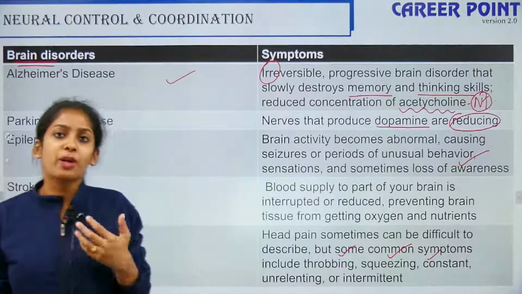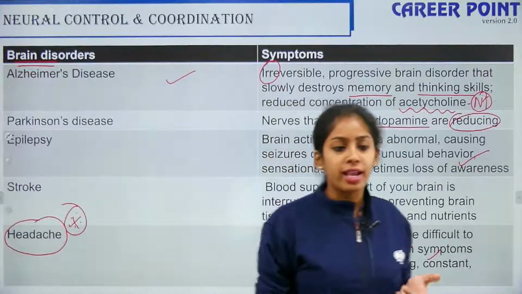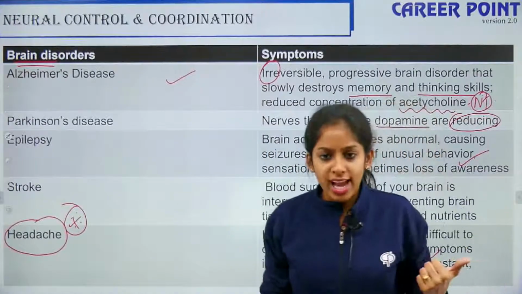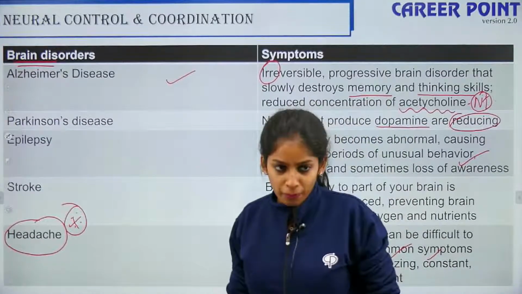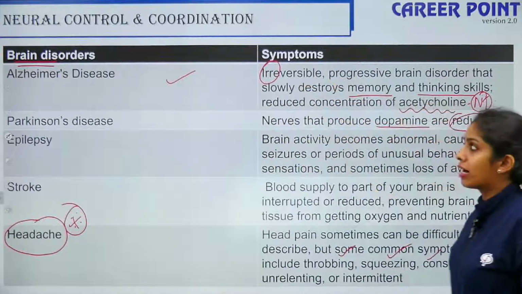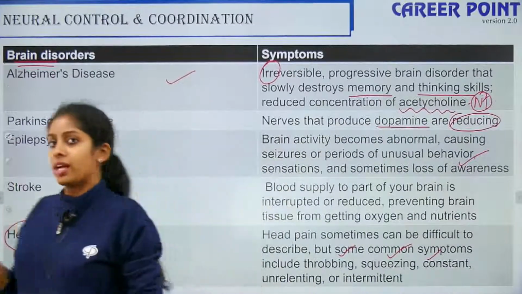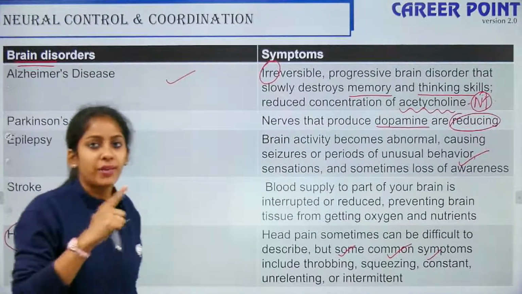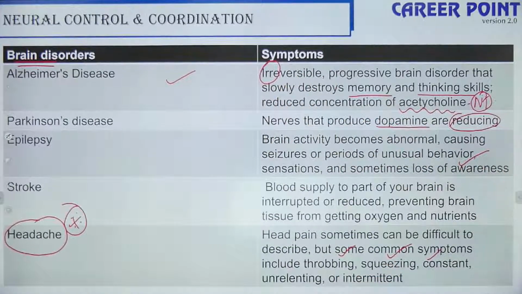Yes, so headache can be due to various reasons. It can be due to sinus, it can be due to migraine, it can be due to normal indigestion, it can be due to stress, etc. So these are the disorders of your brain. So in neural control and coordination, we studied about the structure of your neuron, how your neuron conducts and transmits impulse, and then the structure of your brain. So these are the disorders of your brain.